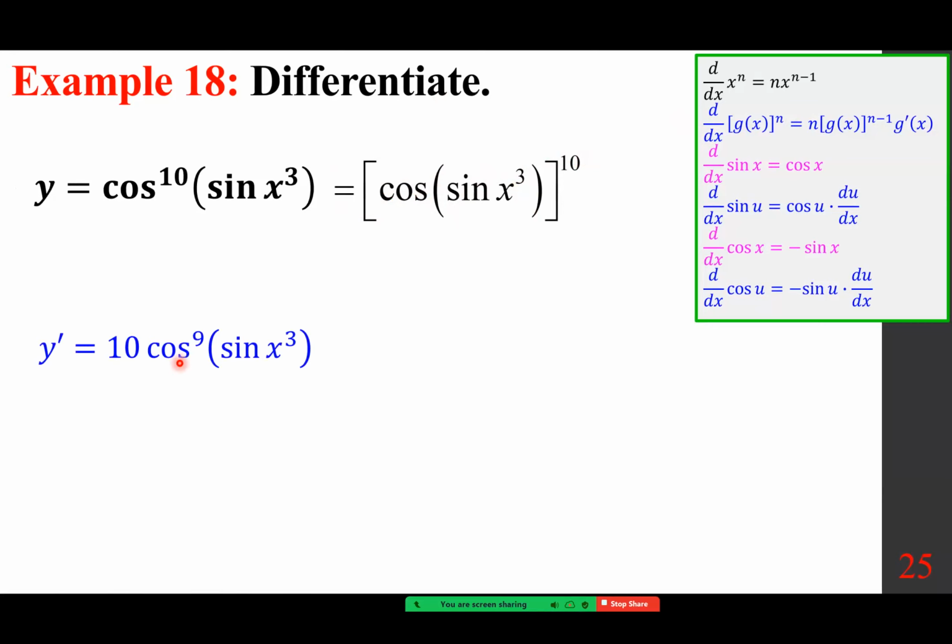Now, the way you write it, you can write cosine to the power of 9 of sine x cubed. If you're more comfortable, write cosine of this thing. You could write this as cosine of sine x cubed. This is the argument, okay? When you don't have the power of 9 class, it's important to understand sine x cubed is the argument of cosine. So 10 times this to the power of 9. Now we want g prime of x. That means we want the derivative of the inside.